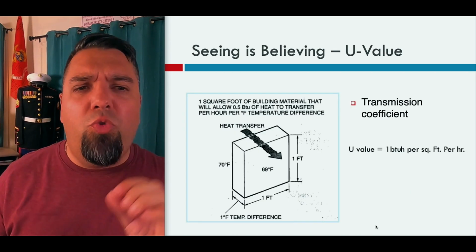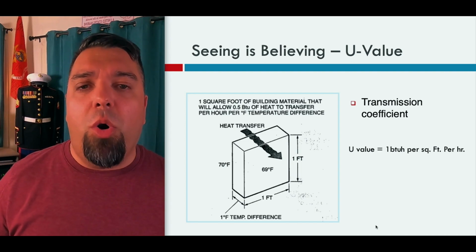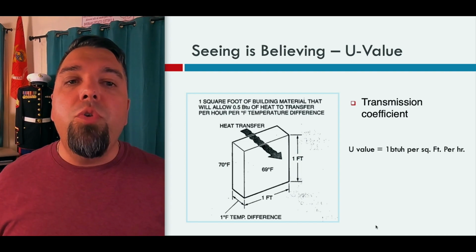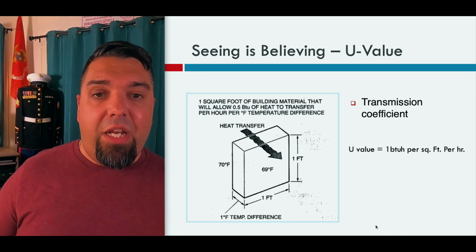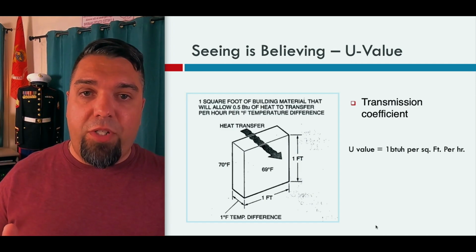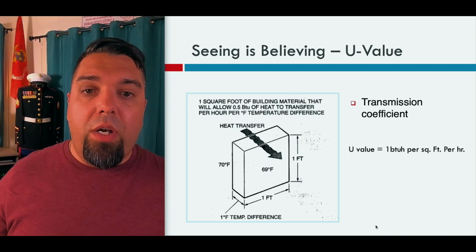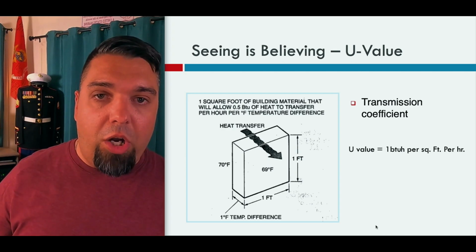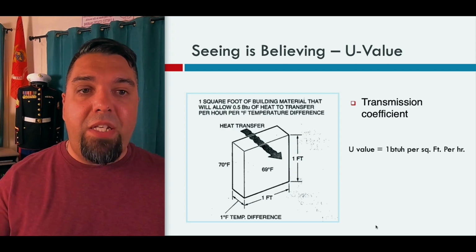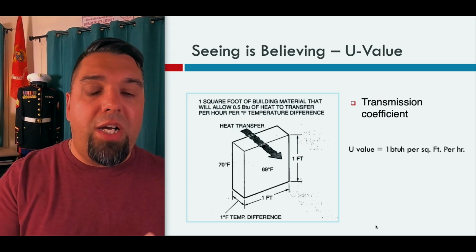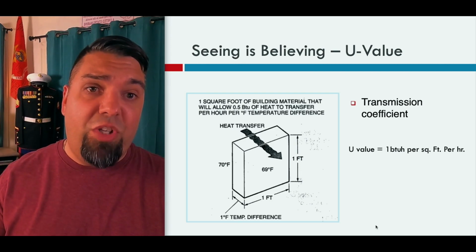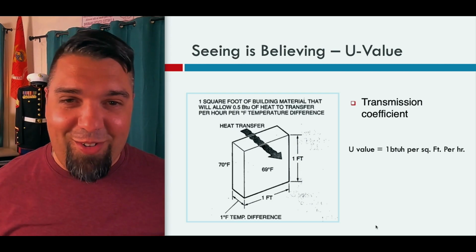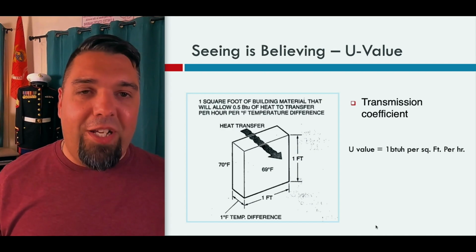Let's talk real quickly about transmission coefficient. So this is U value, and U value is based on 1 BTU per square foot per hour. So you can see here, there's a 1 degree temperature difference across this square foot of block, or whatever you want to call it. And when there's 1 BTU per square foot per hour across it, it's a U value of 1. Very, very simple, okay? Obviously, just so you know, that's really, really bad. You want a really low U value, right? So really important to understand here.